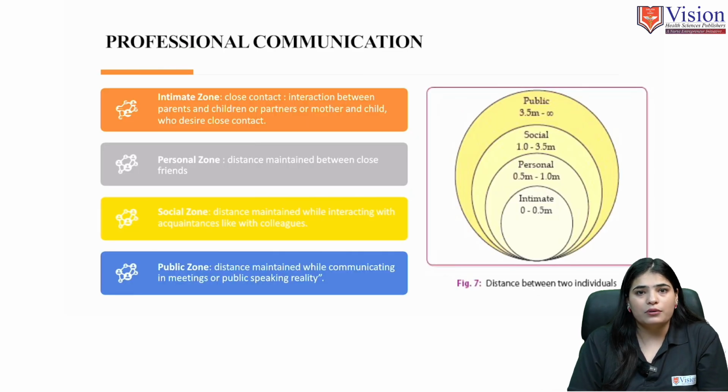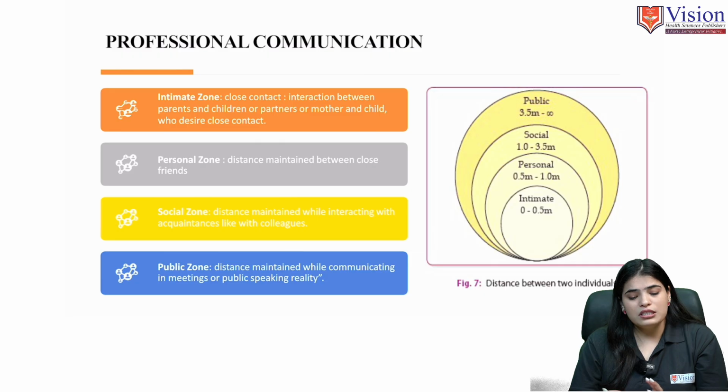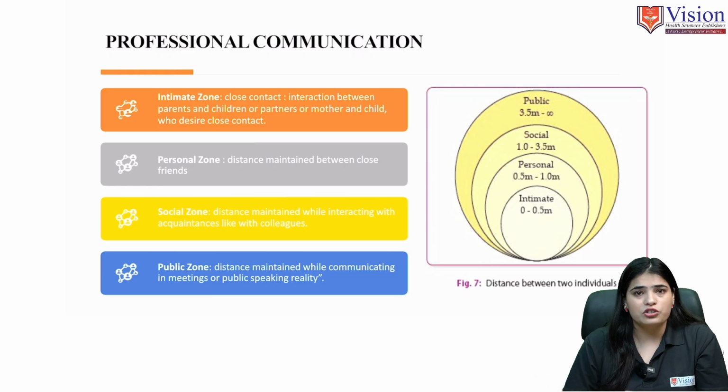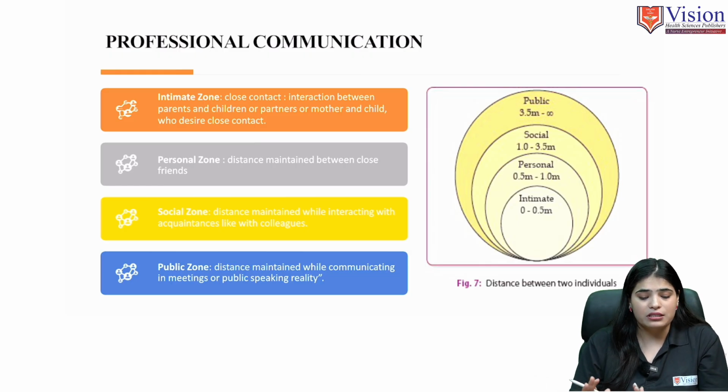The first zone is the intimate zone. Intimate zone is close contact, like communication between a mother and child, or between parents and children. So these are the intimate zone, and here you can communicate within 0 to 5 meters of range. And next is the personal zone. Personal zone is the distance between two close friends, and the distance in this communication is not that much. So it is like 5 meters to 1 meter distance.